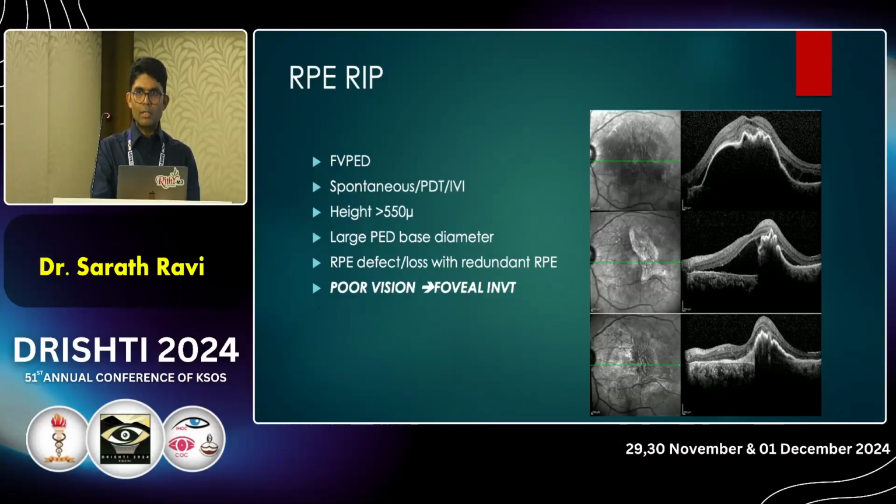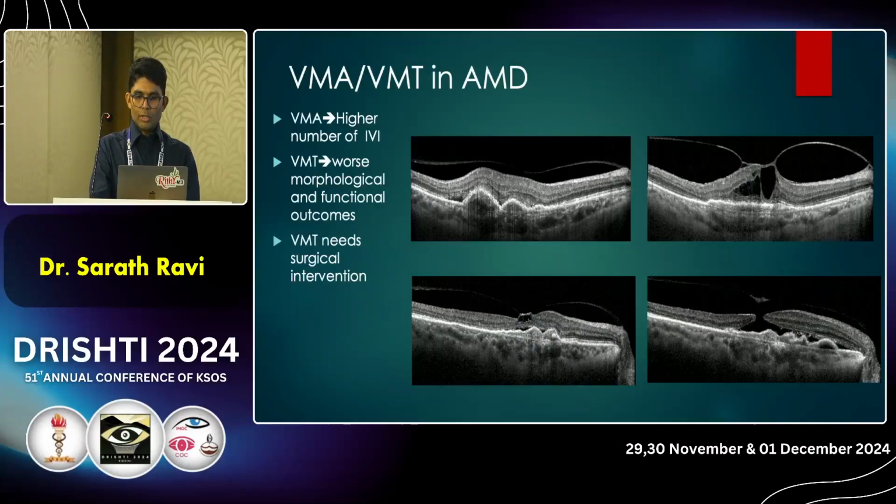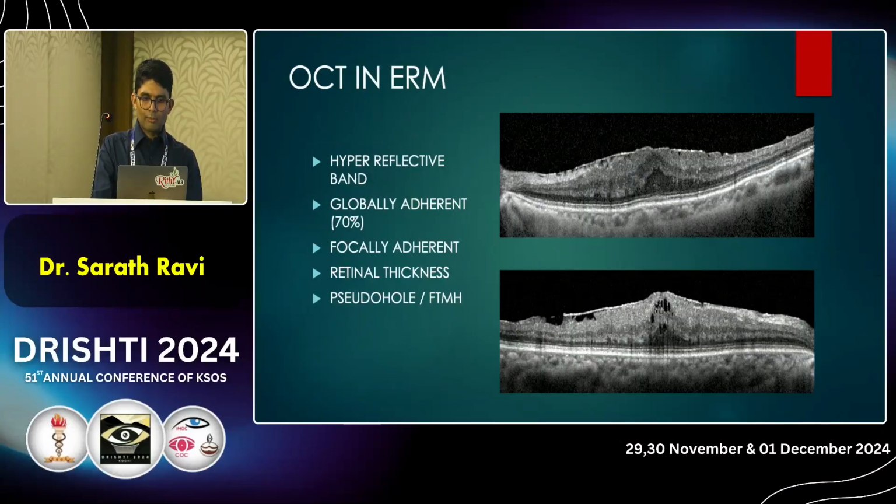It usually occurs in those with tall PEDs more than 550 microns or a large basal diameter. Usually the foveal involvement of the RPE rip is associated with a poor prognosis. And presence of vitreomacular traction or adhesion in neovascular AMD also indicates a poorer response to pharmacotherapy. They require a higher number of injections, and some of these might need surgical intervention.